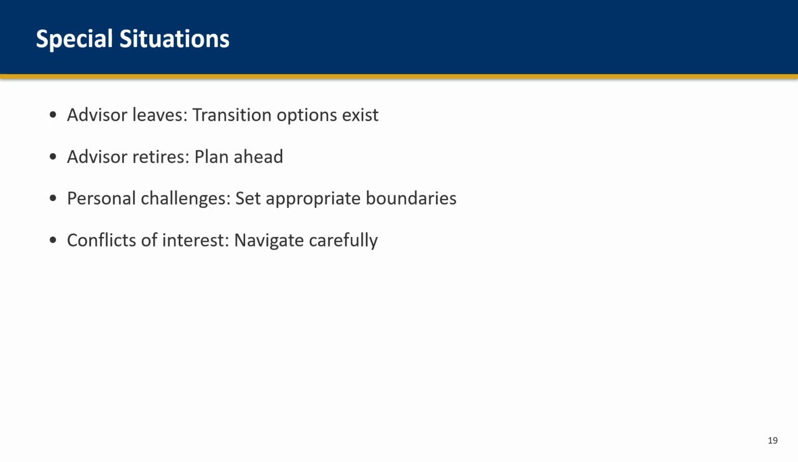Personal challenges on either side require appropriate boundaries. If you are struggling with personal issues, decide what to share and what to keep private. If your advisor faces personal challenges that affect your work, seek alternative support while being compassionate. Maintaining boundaries protects the professional relationship. Conflicts of interest can arise in close working relationships. If you are involved in your advisor's outside business interests, have romantic connections, or face other potential conflicts, navigate carefully with awareness of policies and norms. Addressing potential conflicts proactively prevents problems.